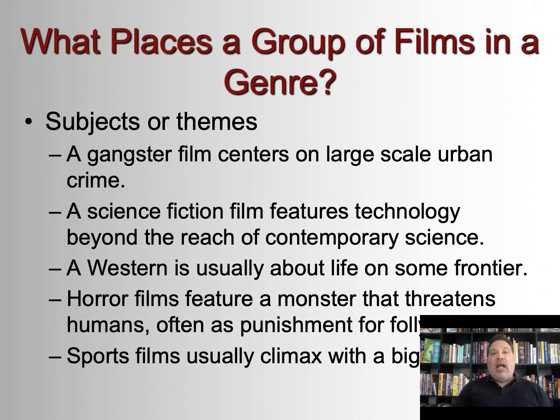A Western is usually about life on some frontier. Horror films feature a monster that threatens humans, often as punishment for folly, for letting the radiation escape from the lab, or in 80s slasher movies, a very puritanical decade, the 80s, teenagers were punished for having sex. And then sports films. One of the ways that we can recognize sports films is that they usually climax with a big game or match or fight. So subject and theme is one of the ways that we can place films in a genre.